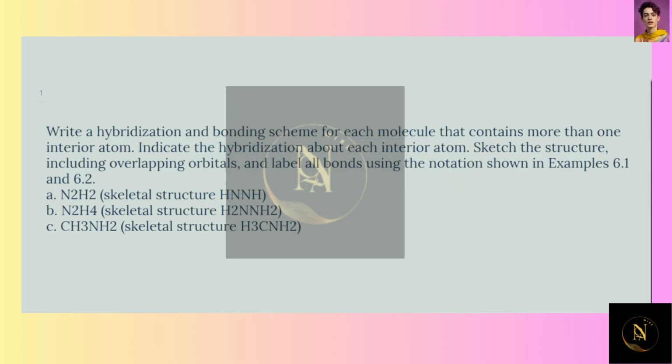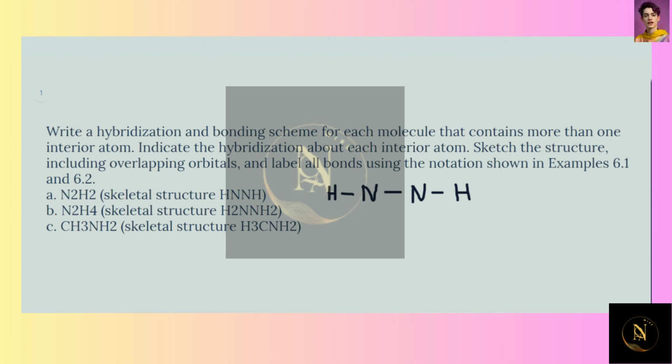So now we're getting into more complicated molecules. So we look at the skeletal structure to give us an idea of how the molecule is laid out. For this first one, it's H bonded to N, bonded to N, bonded to H. But the skeletal structure doesn't tell us necessarily how many bonds. We just know it's at least one.